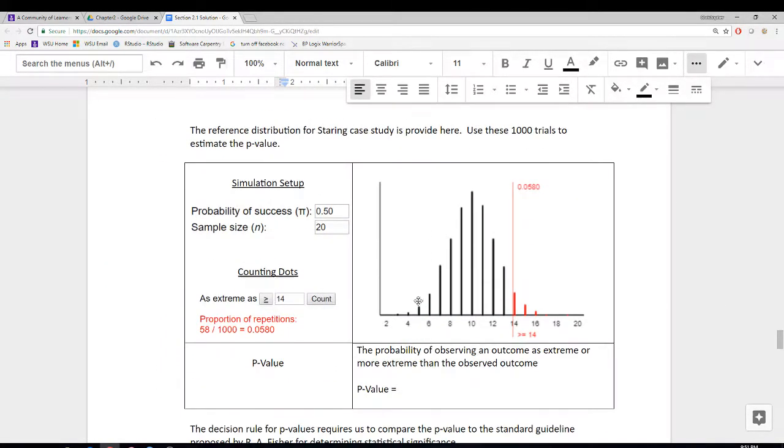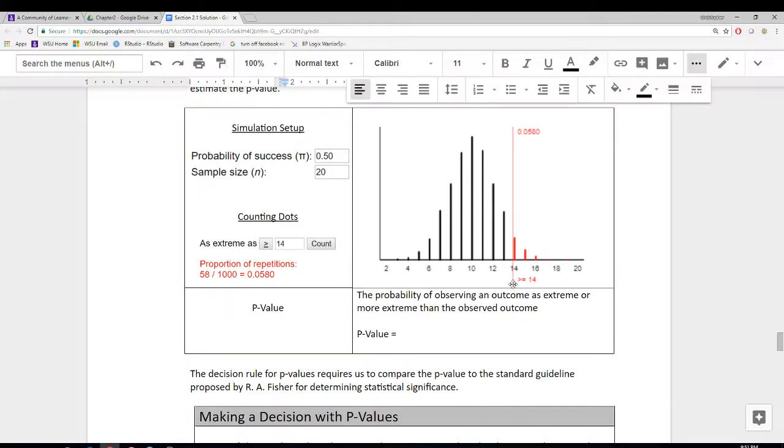Let us now get the p-value from the reference distribution. As I've stated, the probability of success would be 50%. The sample size here is 20. And I need to obtain the probability or the chance of seeing values as extreme or more extreme than the study outcome. As we've just stated up above, those values would be 14, 15, 16, 17, 18, 19, and 20. These values are indicated in red here.